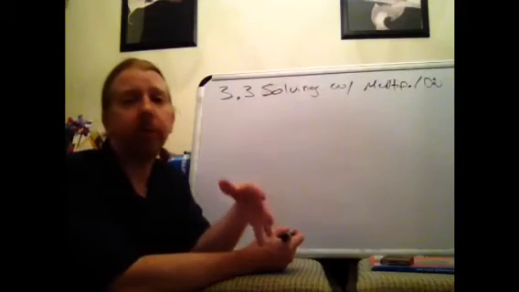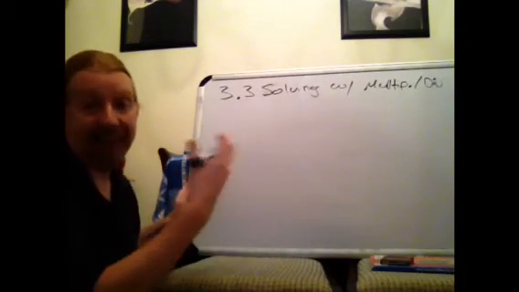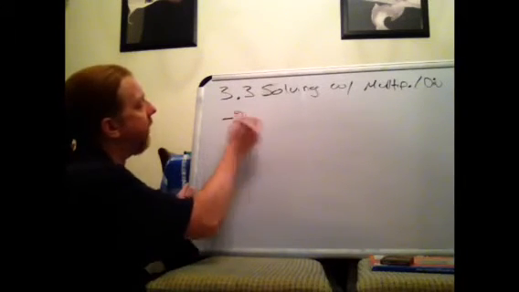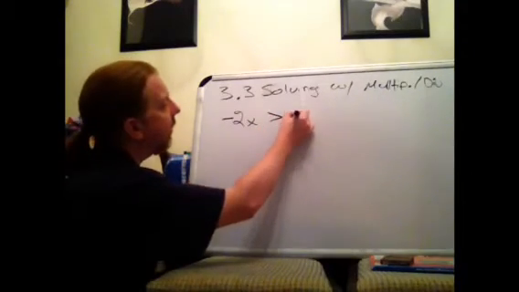Alright, now we're going to use this rule involving the negatives to actually solve a problem. So we'll start with one that has a negative in it. Let's take negative 2x is strictly greater than 16.